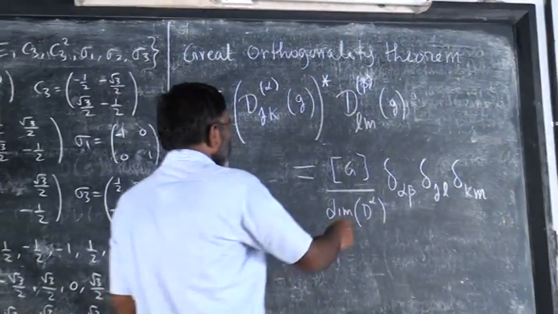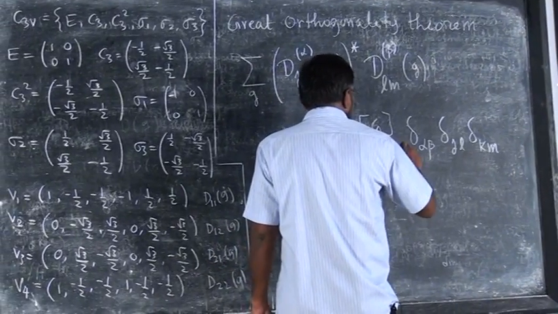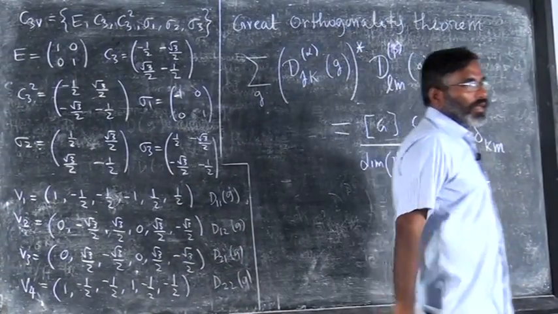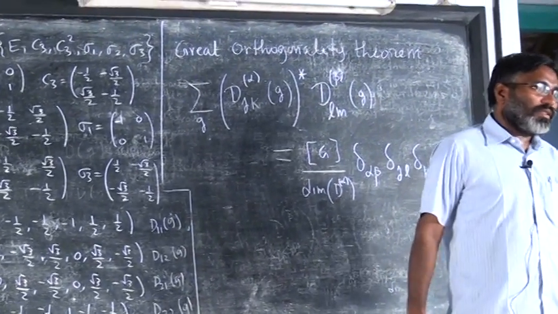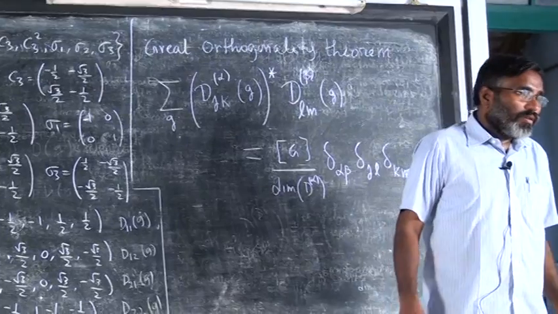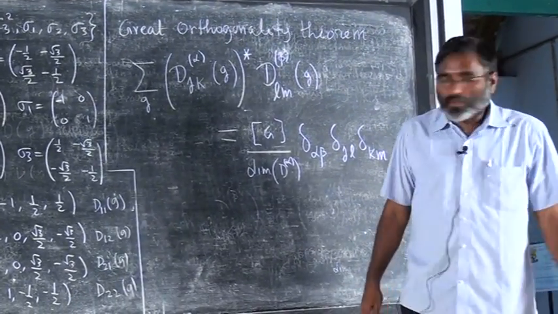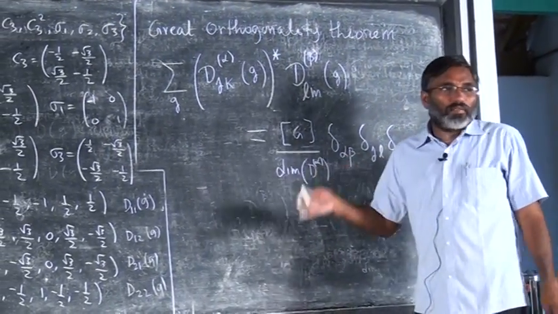D alpha is the alpha irreducible representation. What is the dimension of that representation? That is the dimension of the vector space on which that representation is defined. It could be in terms of d of beta also, because if alpha is not equal to beta, anyway it's 0.